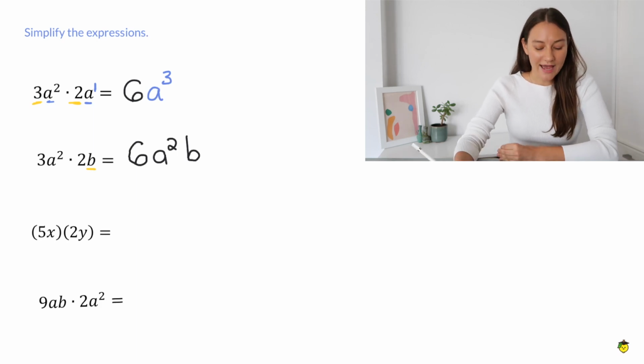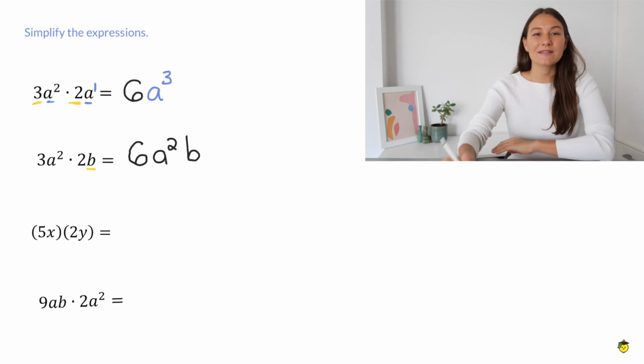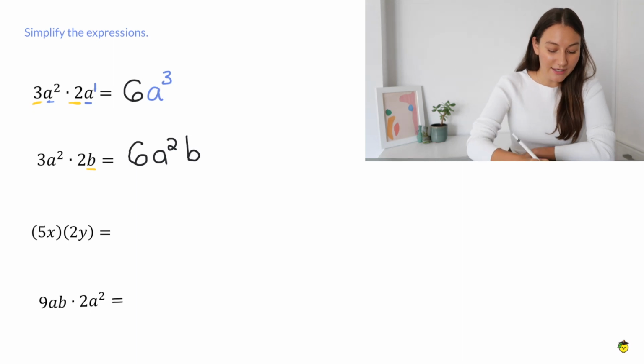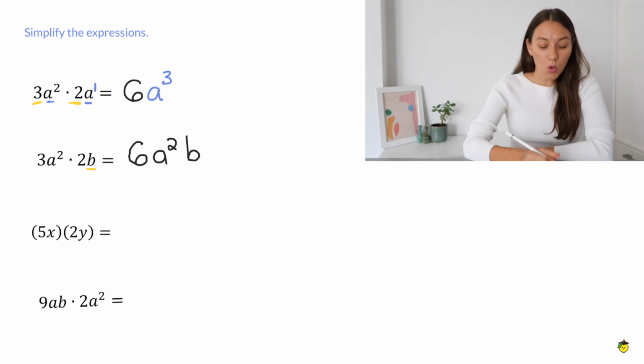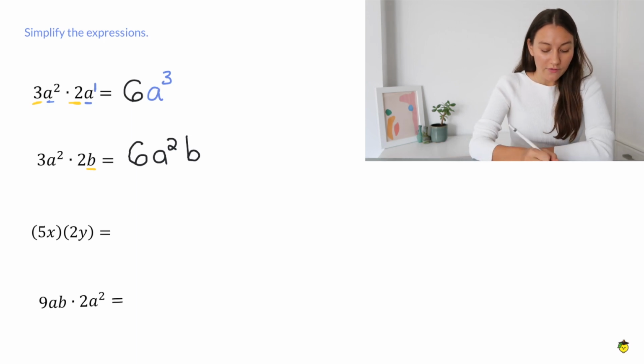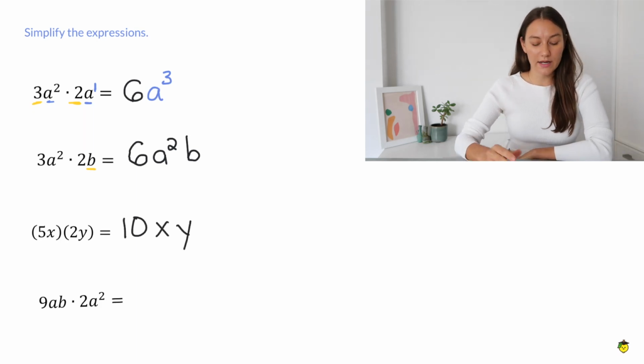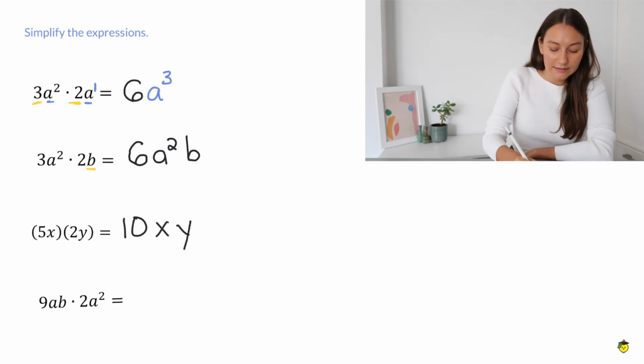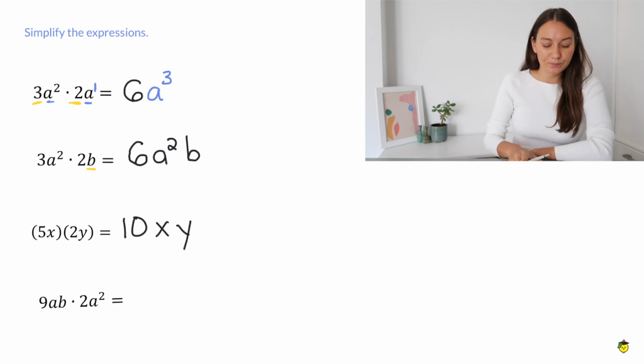Okay, what happens if we have these parentheses? Remember, there's different ways of writing multiplication. We can actually have the little dot, or we can have these parentheses, which also mean multiplying. So 5x times 2y is the same as 10xy. I can't put the x and the y together, right? I'm just going to leave them as being multiplied.